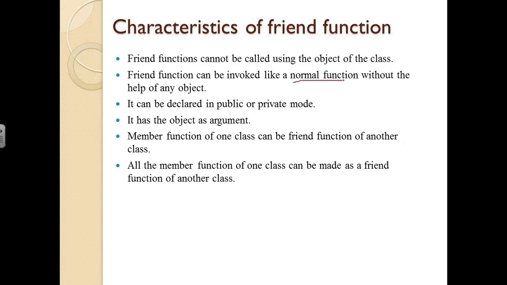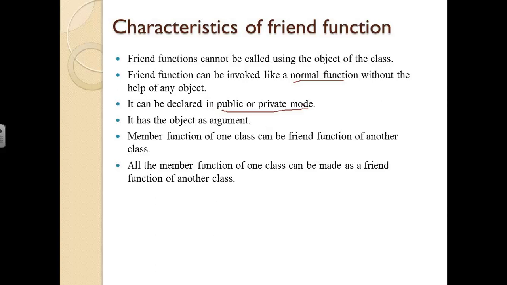How do we call a normal function? Just by calling the function name, right? In the same manner, we can invoke the friend function without the help of an object. And it can be declared either in public, private or protected mode. There is no restriction. The friend function can be declared in any type of access specifier. Why? Since we are making it a friend, even if we declare it in the private mode, no problem. From anywhere in the program, we can access this friend function.